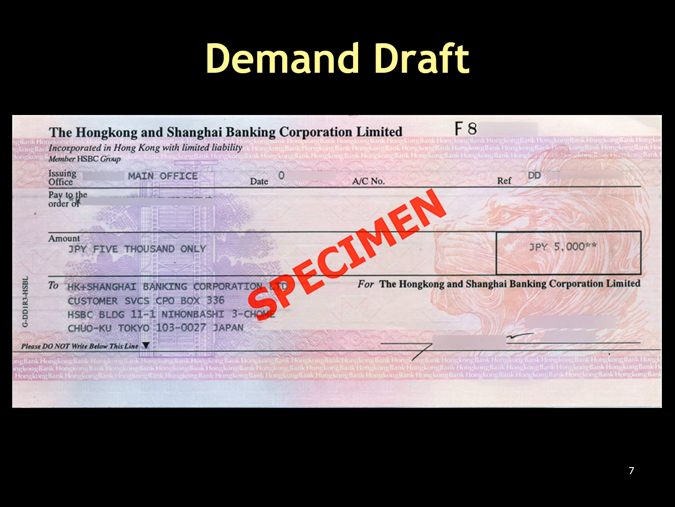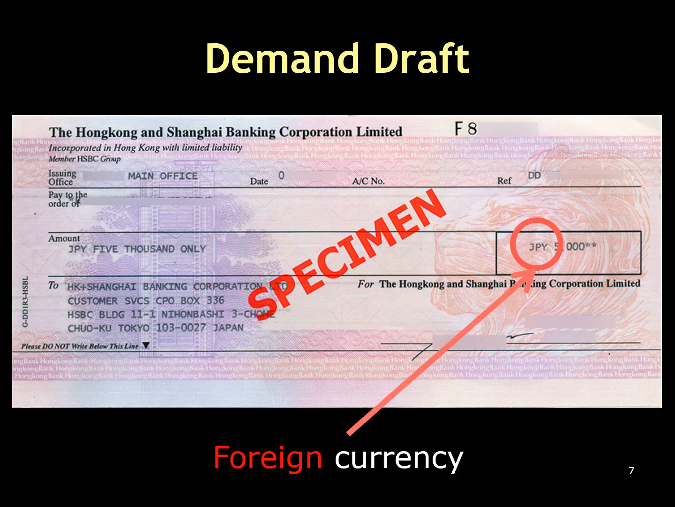This is how a demand draft looks like. This is issued by HSBC. The currency is foreign currency, Japanese yen.